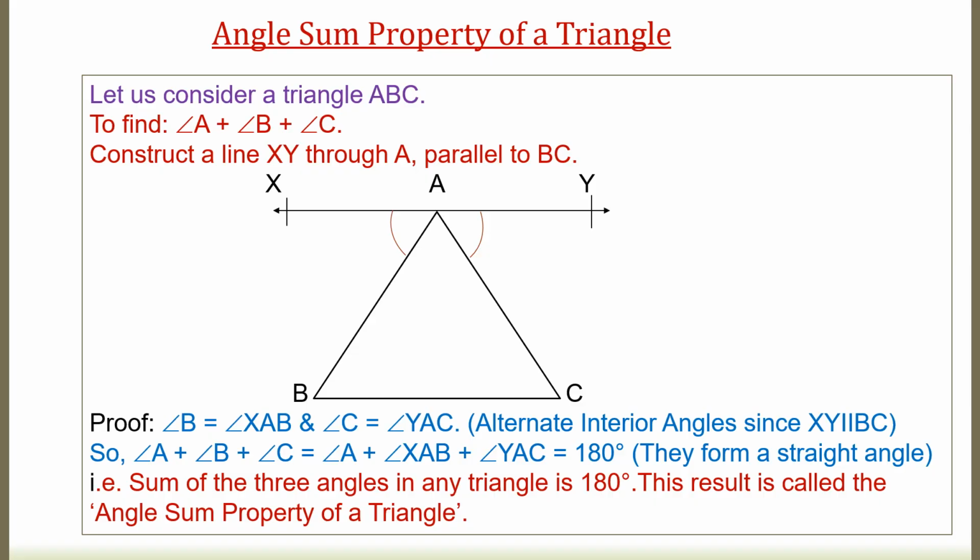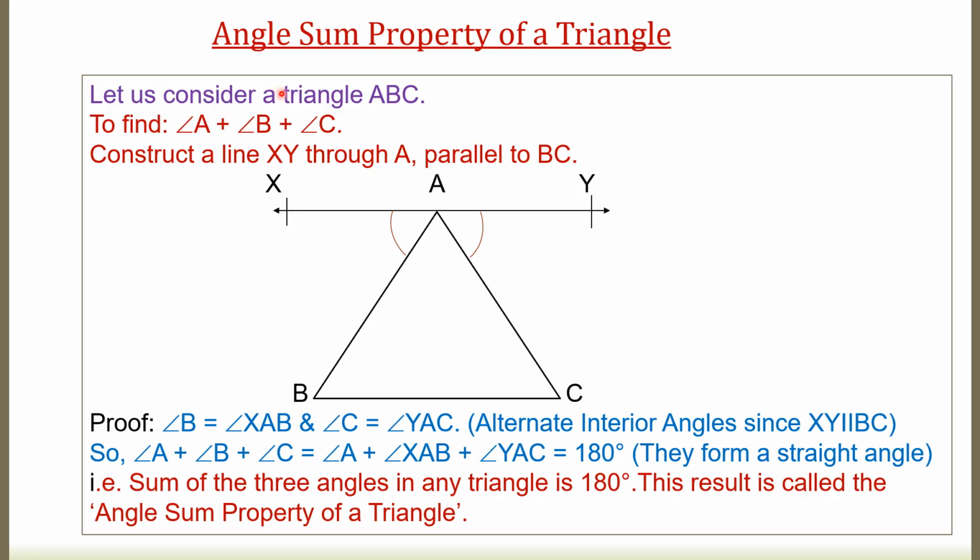This is a very important property of a triangle, the angle sum property of a triangle. In simple words, the sum of the three angles of a triangle is 180 degrees. You may be asked to prove this. Then you will have to write the whole thing. It is given in the textbook also in the same way.